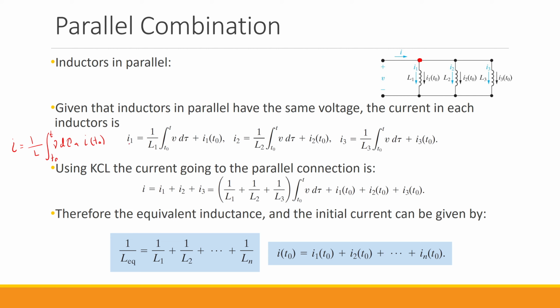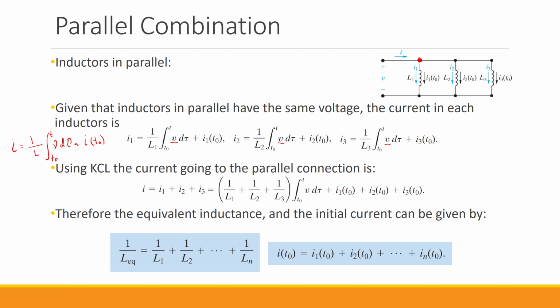So that means that I1 is going to be 1 over L1, the integral of voltage between these two terminals over time plus the initial current. I2 is 1 over L2, the integral of the same voltage over time, plus I2 at the initial time. And finally I3 is 1 over L3, the integral of the same voltage, as you can see here, plus I3 at time T0.